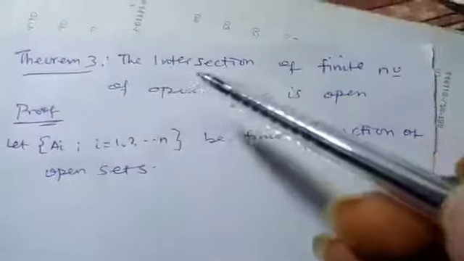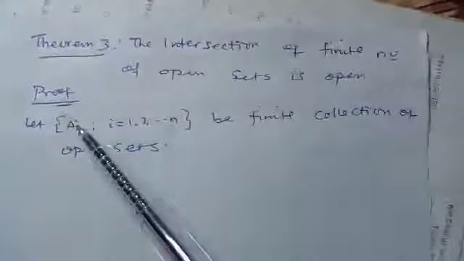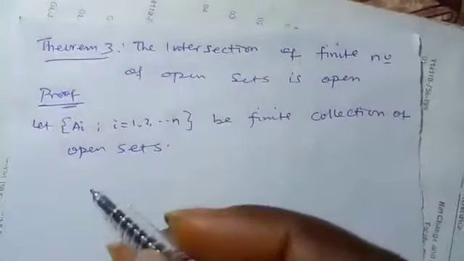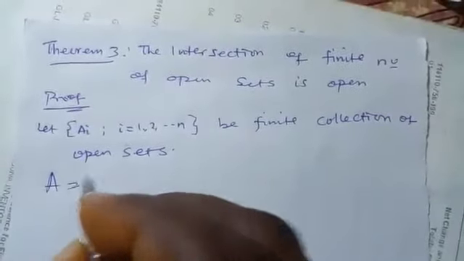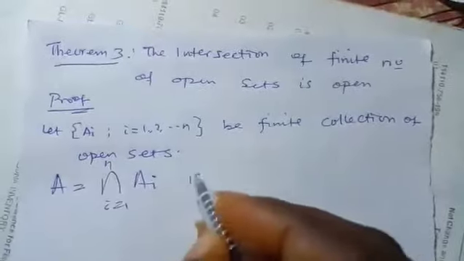Our theorem 3: the intersection of a finite number of open sets is open. So we start by saying let A_i be a finite collection of open sets as usual. So our aim is to show that this is an open set.